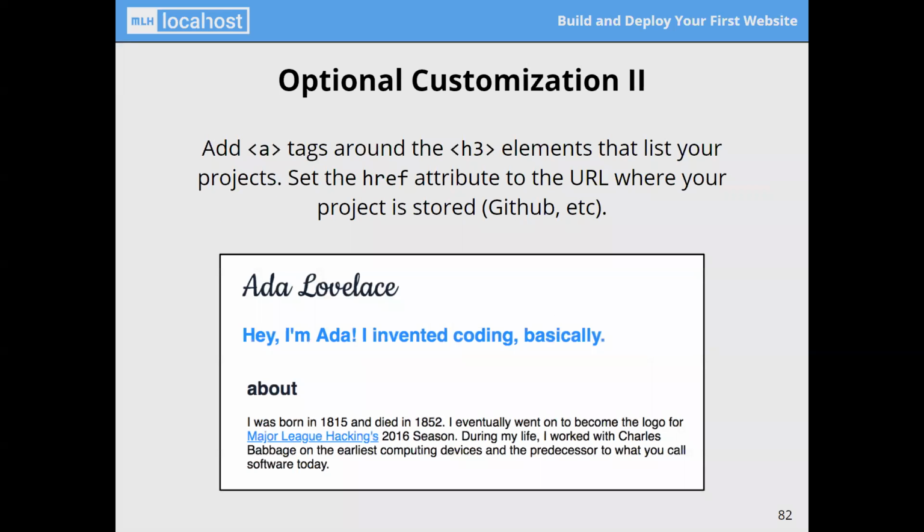And then add an A tag around the H3 elements that list your projects. Set the href attributes to the URL where your project is stored, right? So basically linking your projects to your GitHub or any other place online. Maybe you have a YouTube channel. I don't know. That's cool if you do.